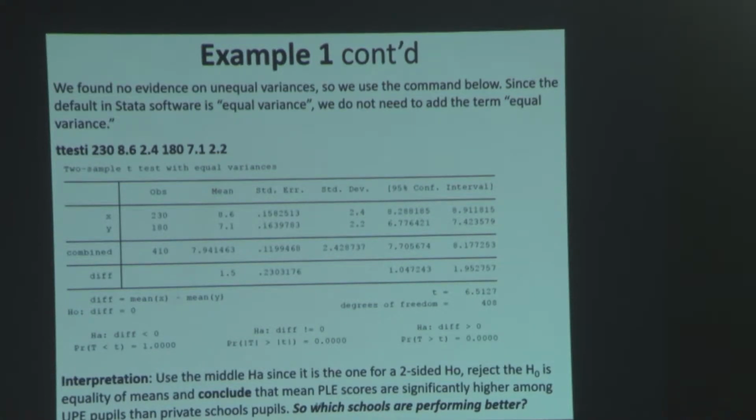But which of the two groups has a higher mean? You see, this is data for UPE.